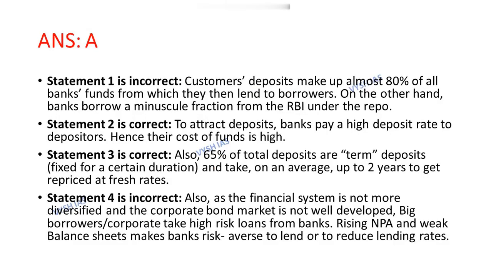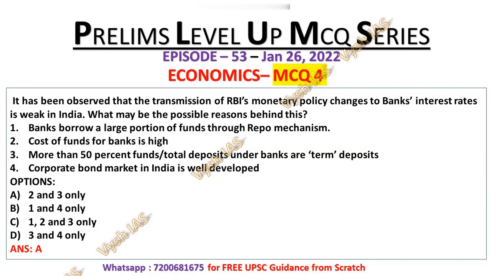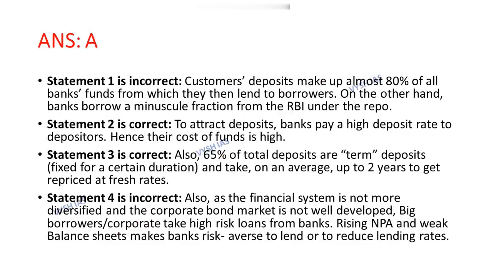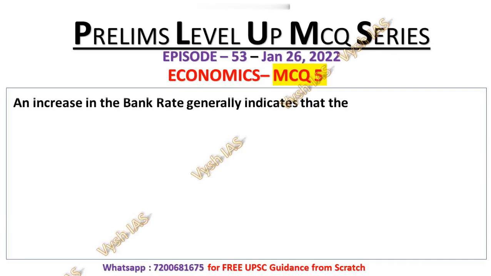Now, statement number 4 is incorrect as financial system is not more diverse and the corporate bond market is not well developed. Big borrowers and corporates take high risk loans from banks. Rising NPA and weak balance sheet make banks risk averse to lend or to reduce lending rates. That's why statement number 4 is incorrect because the corporate bond market in India is not well developed. But here it is mentioned, it is well developed. Now move on to MCQ number 5.